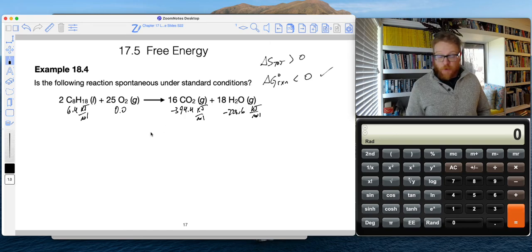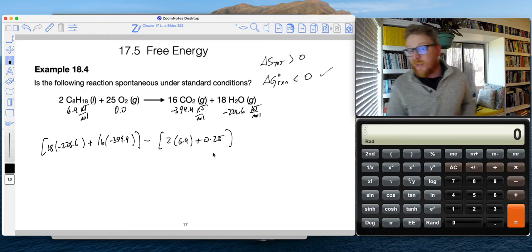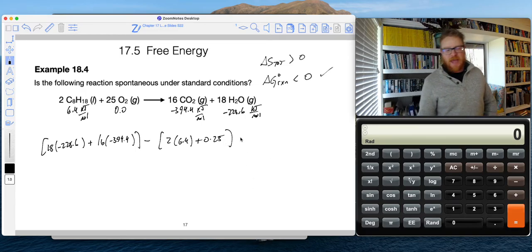So we need to sum all the products. That's going to be 18 times negative 228.6, plus 16 times negative 394.4. That's the sum of my products minus the sum of my reactants, which is just 2 times 6.4 plus 0 times 25, which we don't even really need to do, but we will just to be exact. I can do this part in my head. 2 times 6.4 is 12.8, and that's just going to have units of kilojoules. And then now I need to add up all of these.